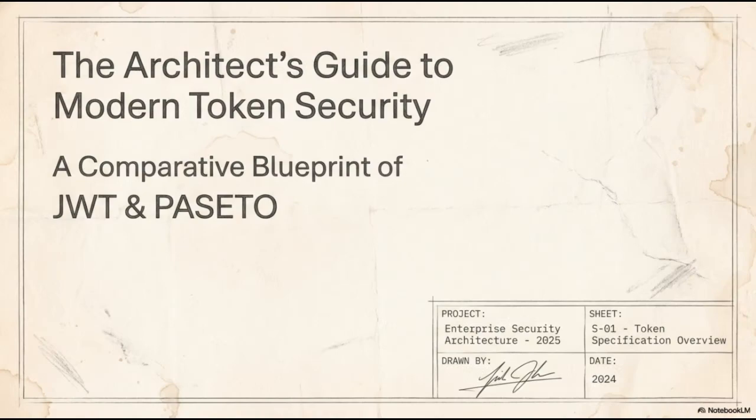Welcome to the Architect's Guide to Modern Token Security. As we lay the groundwork for our enterprise security architecture for 2025, choosing the right token standard is a foundational decision. Today, we're going to walk through a comparative blueprint of two major players, JWT and PASETO.